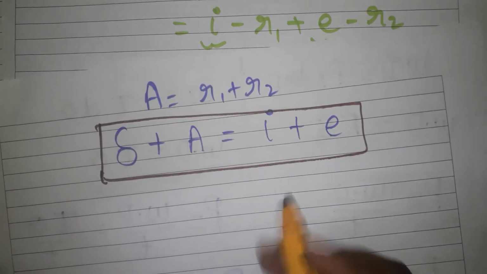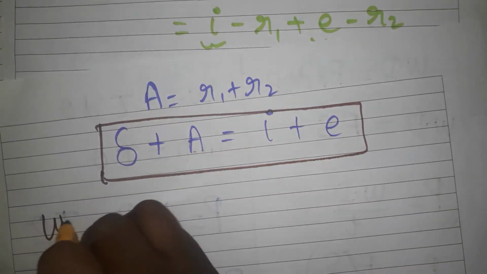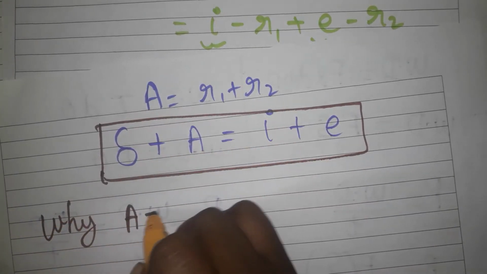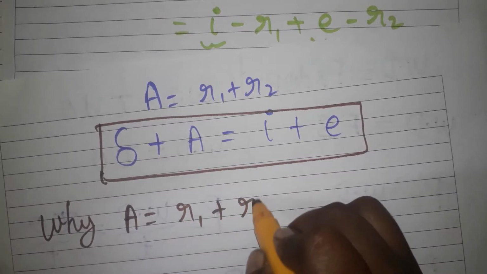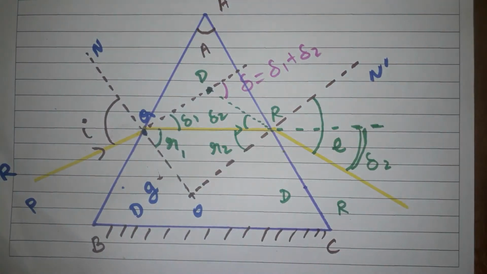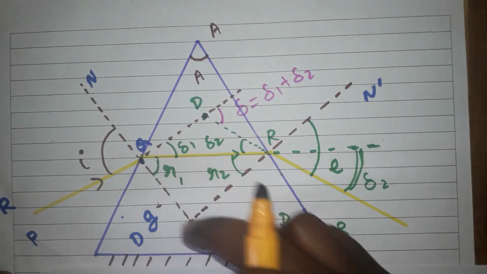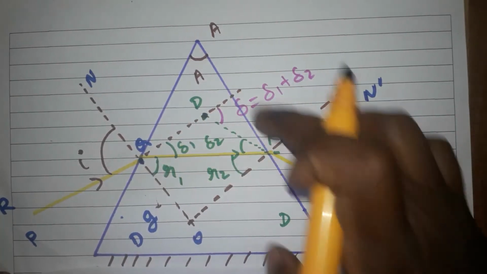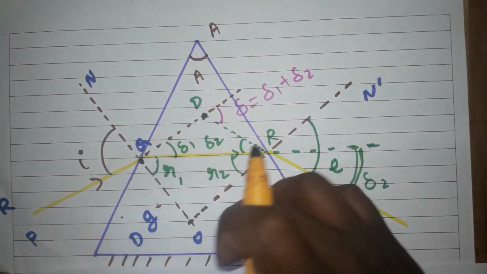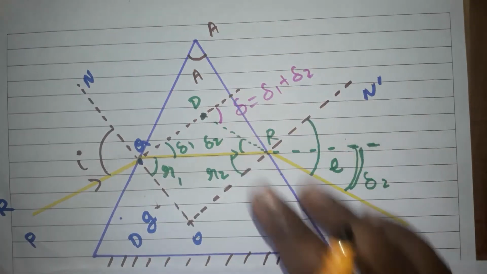Now we have another question also: why is A equal to R1 plus R2? That explanation I am going to give you now. Again I am going to the diagram. See here, this is the part I have taken, A, Q, O, R, A. This is like a rectangle. That shape only I have taken.